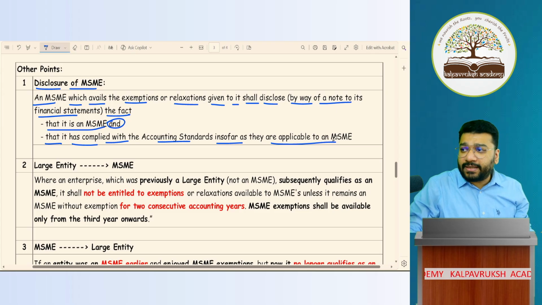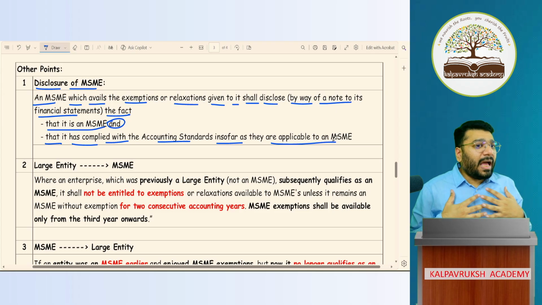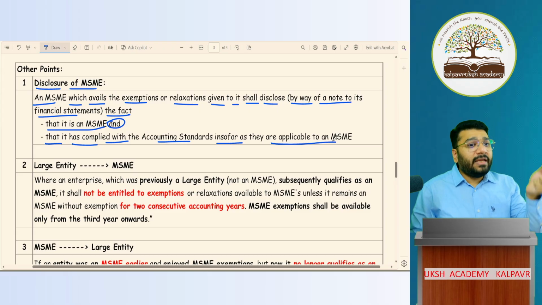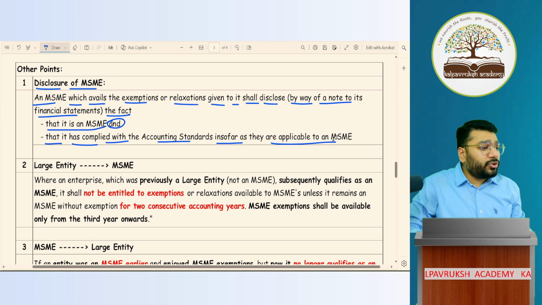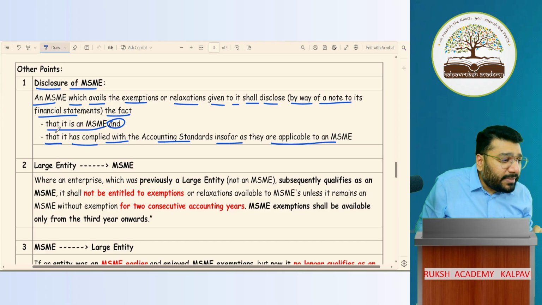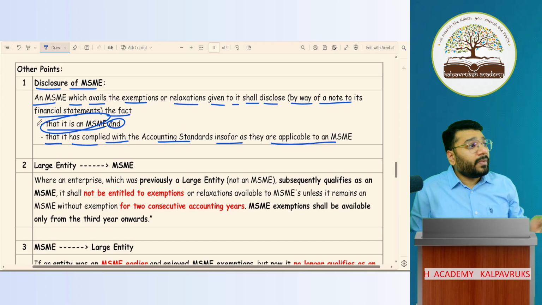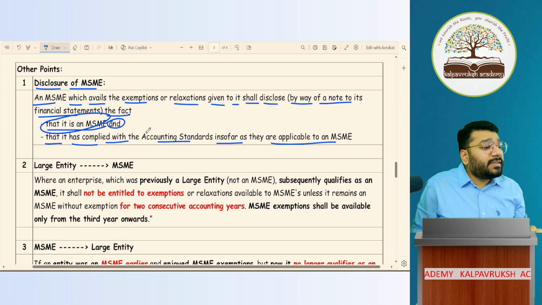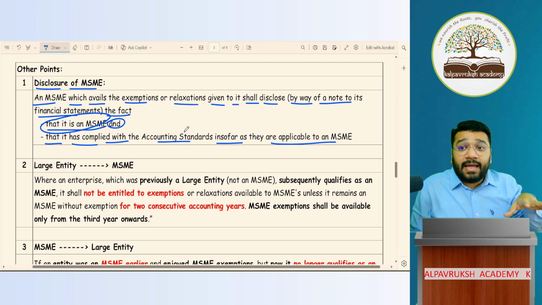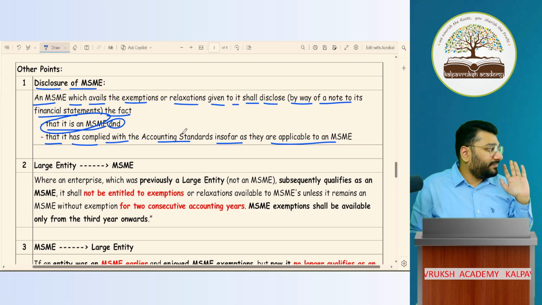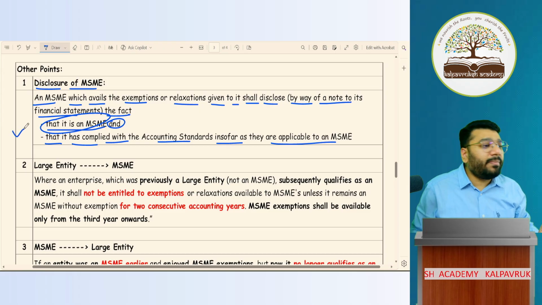So what they're trying to say is that Kalpavriksha Academy, I'm an MSME. All 5 conditions satisfied. In my financial statement, in notes to accounts, which comes after the balance sheet, I'll prepare first the balance sheet, then trading and P&L account, then notes to accounts will come. In that notes to accounts, I have to mention that I'm an MSME. Also I have to mention that whatever accounting standard is applicable to me, I've complied with that. I have to give a declaration. This is the compulsory requirement. Got it, not got it.